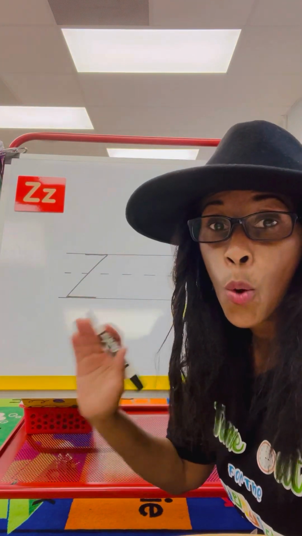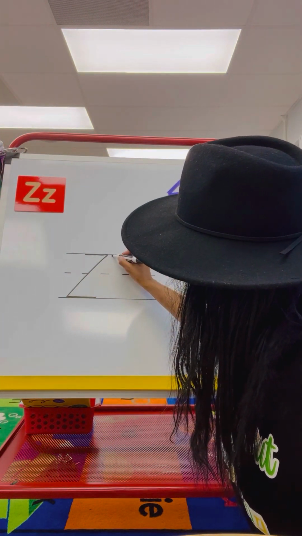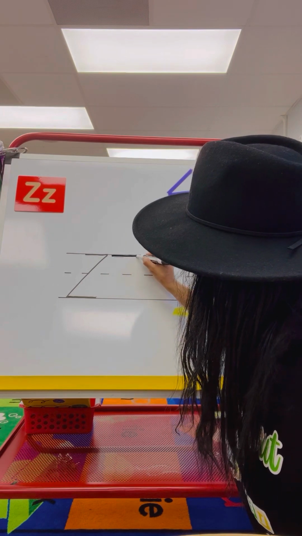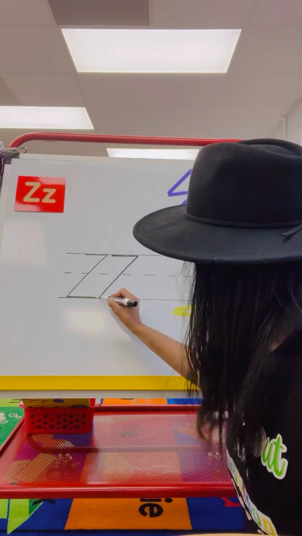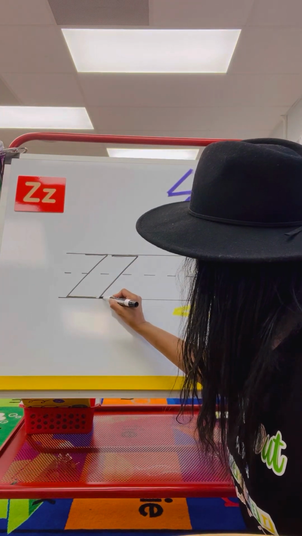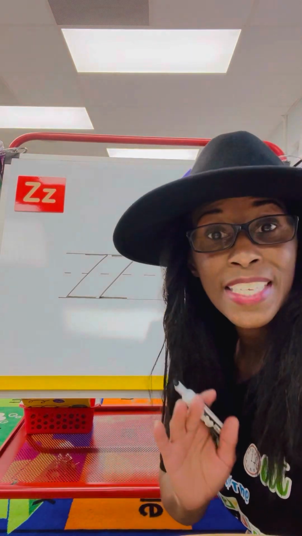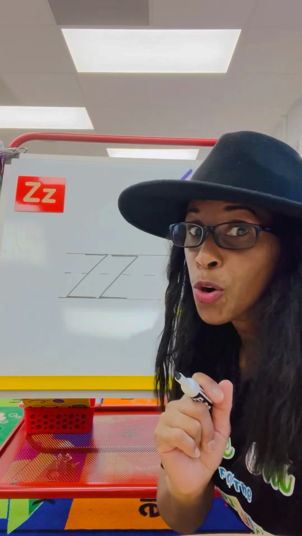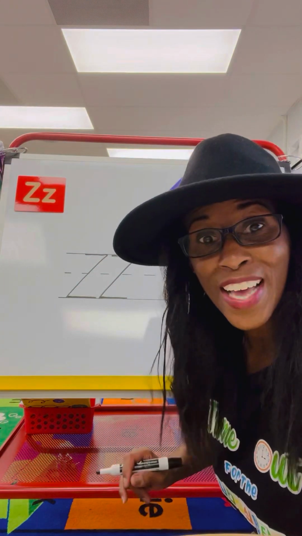So here we go again. Slide to the right at the top. Slant down to the bottom. And slide to the right again, my friend. And it's going to be the same thing with the lowercase z, except for where are we going to start? You got it. On the fence.